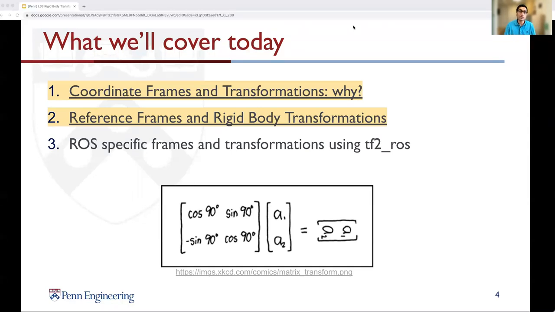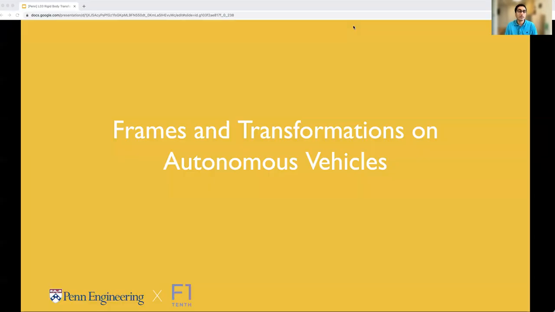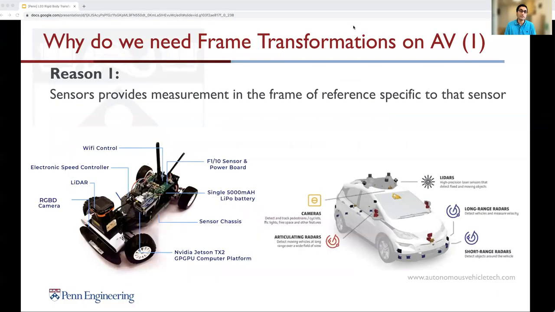First of all, what are coordinate frames that we usually see on autonomous vehicles and what are the transformations we need? Second, we'll look at the reference frames of our F1TENTH vehicle and how to do rigid body transformations. And in a supplementary lecture, we'll go over ROS TF and TF2, which are ROS-specific frames and transformation packages that you will use in your code. So let's get started with frames and transformations on autonomous vehicles.